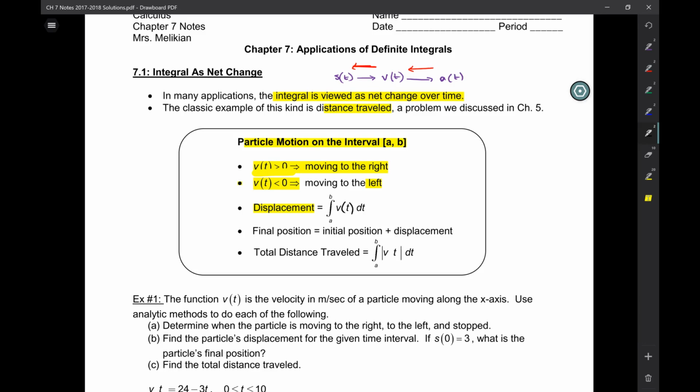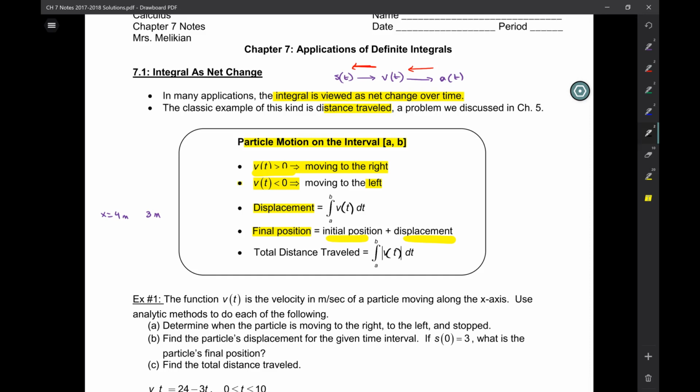So that's displacement. Now, how do you come up with final position? Okay? Suppose your initial position is at x equals 4, and you have a displacement of 3 meters. Where are you now? 7 meters, right? So your final position is the initial position plus the displacement. Now, so displacement, right? You take velocity and you integrate it.